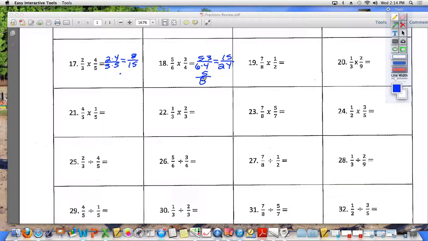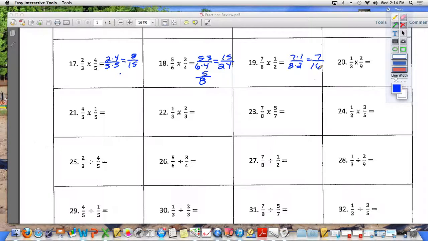All right, number 19. 7 over 8 times 1 over 2. You multiply 7 times 1 on the top. On the bottom you have 8 times 2. So you end up with 7 over 16, and I believe that 7 over 16 does not reduce, so you would leave it as 7/16.